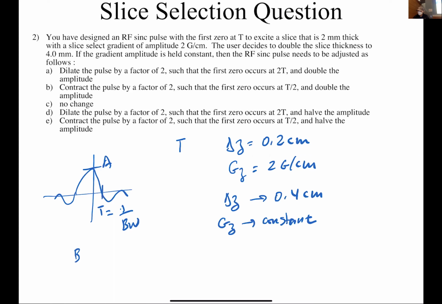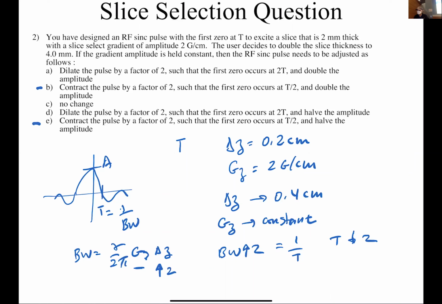So we know that bandwidth is gamma over 2 pi times Gz times delta z, right? Gz is held constant, right? And then delta z we increased by a factor of 2, right? So that means the bandwidth went up by a factor of 2, right? And that bandwidth we know is 1 over t. So that means that t must go down by a factor of 2. So we know that it must be either B or E, right?